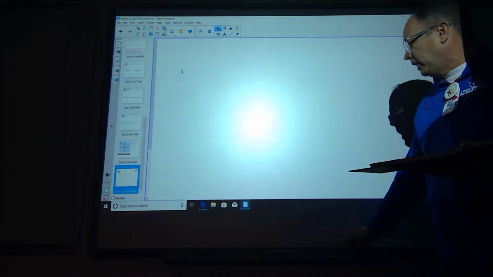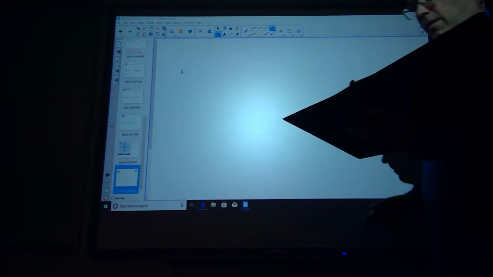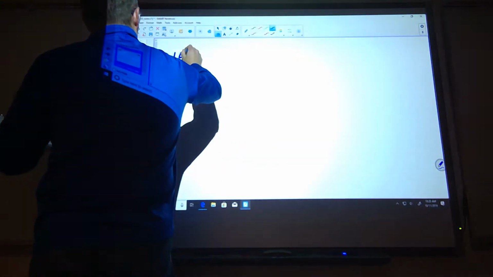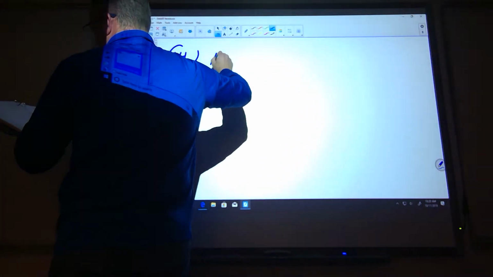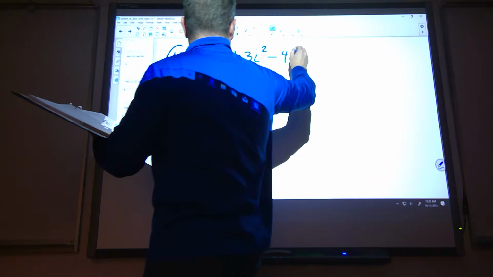Let's take a look at your worksheet. That was page 129, 5K. What kind of questions did you come across that almost everybody did, all but 3? 14. All right, number 14. We have 10 plus 3i squared minus 4i.